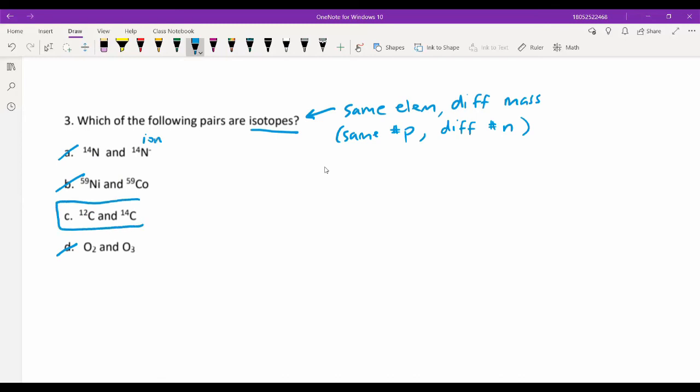So that leaves us with these two, which are, again, both carbon but with different masses. One has 6 protons and 6 neutrons, and one has 6 protons and 8 neutrons, right? So you can also write this like this. Then you can hopefully see the difference with the neutrons.